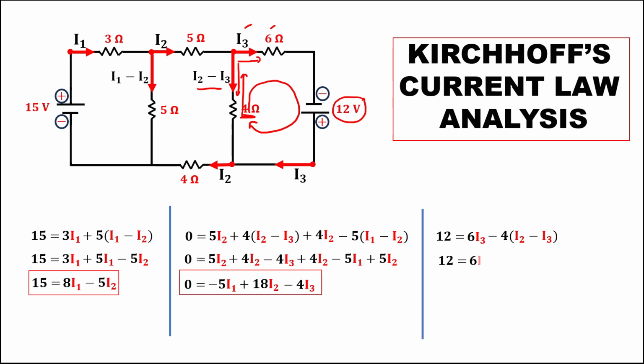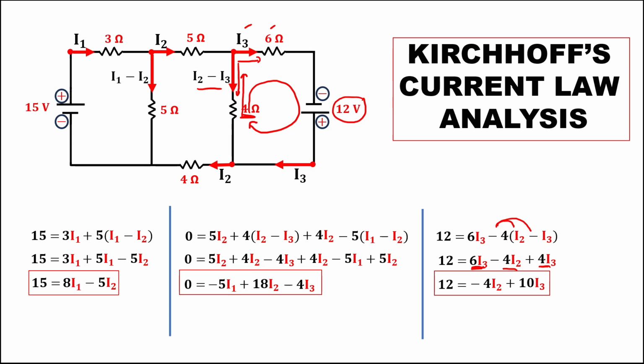Then to simplify, this is negative 4 times current 2, and negative times negative is positive 4 times current 3. Then combine like terms and arrange. So it starts with current 2. This is negative 4 times current 2, and this 6 plus 4, so this is positive 10 times current 3. So these are the two equations we're going to use to solve for current 1, current 2, and current 3.